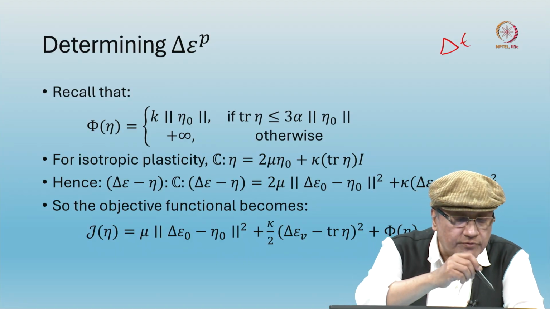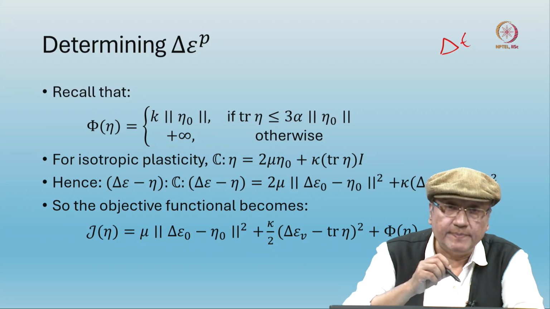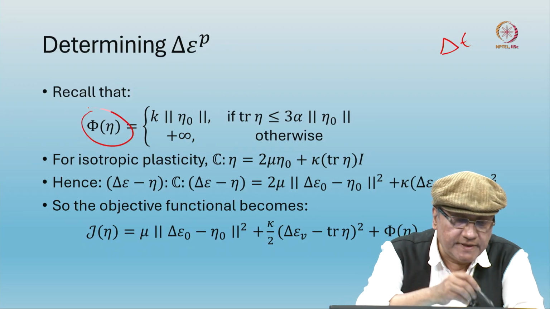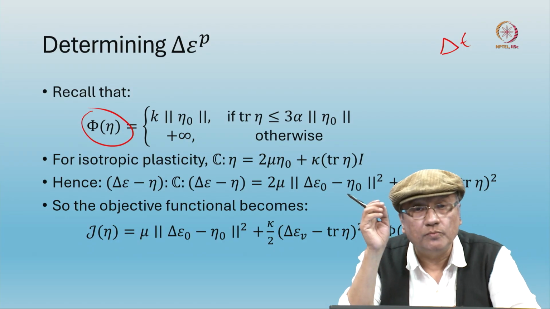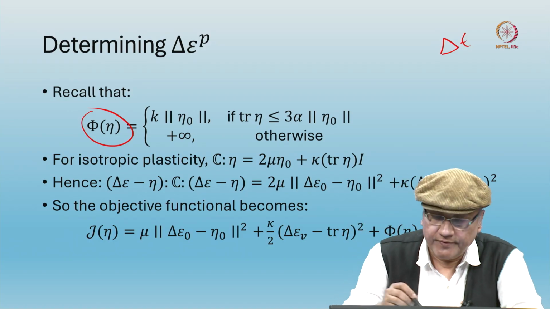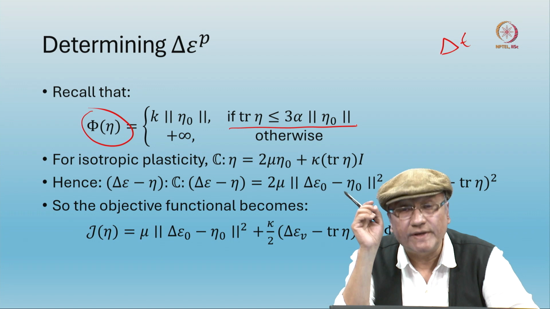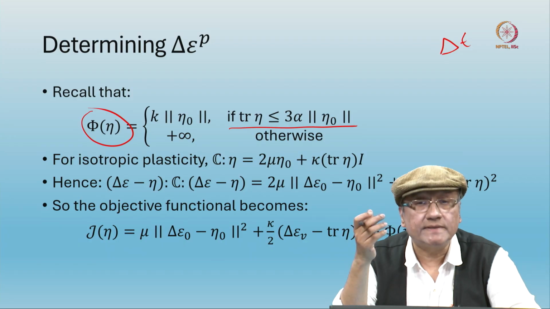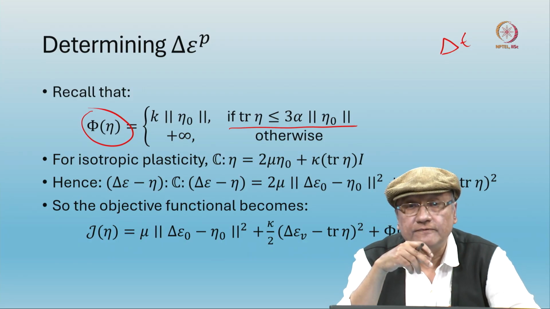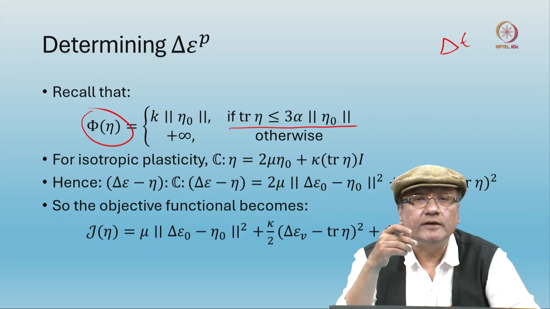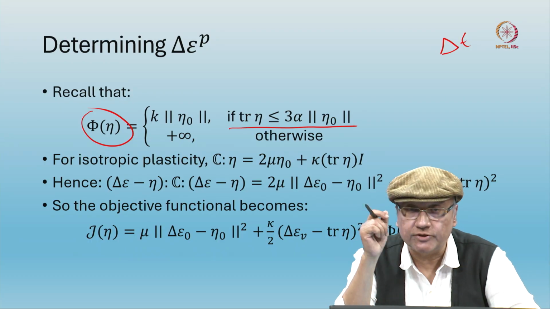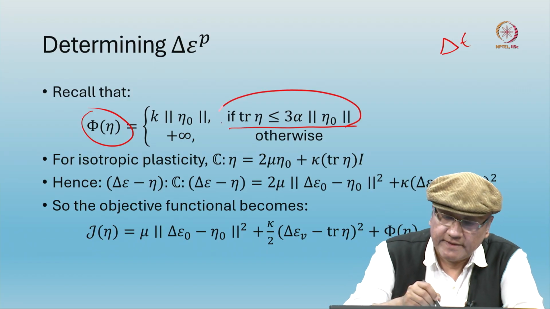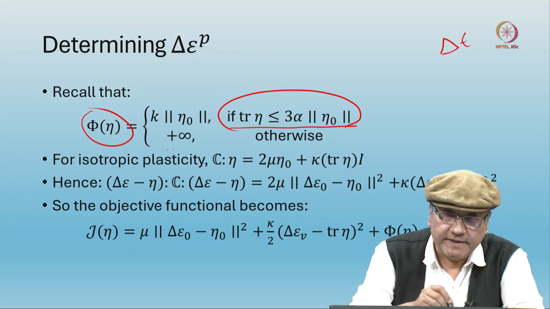So recall that our dissipation functional had this form: phi of eta is equal to k times the norm of eta 0, if this constraint is satisfied, which is trace of eta is less than or equal to 3 alpha times the norm of eta 0. This came automatically when we determined the dissipation potential. Please recall that. If required, go back and go through the last lecture once more. Otherwise, if this constraint is not satisfied, then phi of eta is infinity.